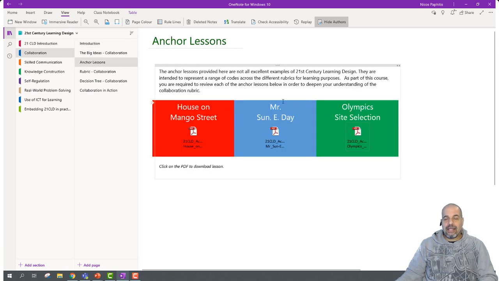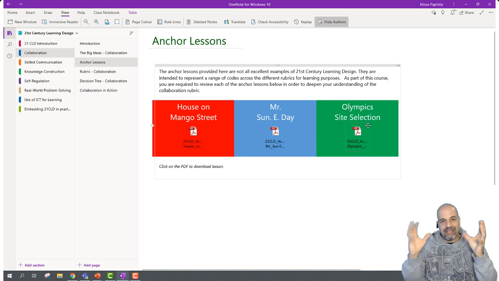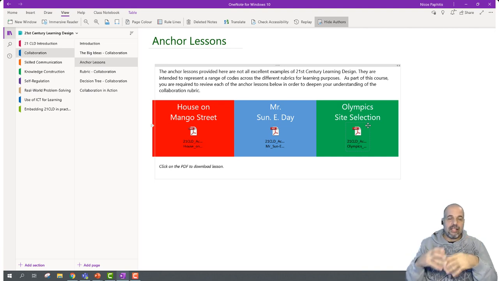Anchor lessons. Now the anchor lessons, some people get misunderstandings and they think these are the perfect lessons. They're not. They're just sample lessons of things that you might meet or some kind of lessons that you've got, and they don't meet the highest level of every rubric. Okay, they're just there to give you a good idea.